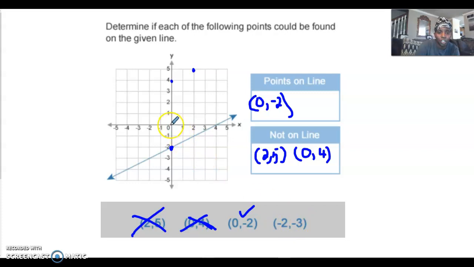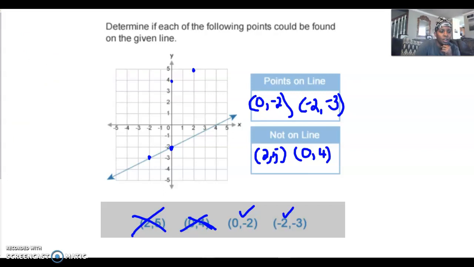I start at my origin, -2 for my x, 1, 2, and then -3 for my y, 1, 2, 3. This also falls on the line, so I would write it up here, negative 2, comma, negative 3. Okay? Let's look at one more example, all right? You guys can also add this to your journal if you'd like.